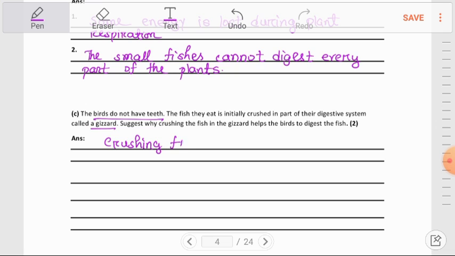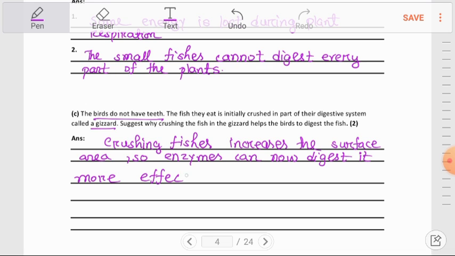Crushing fishes increases the surface area so enzymes can now work on them more effectively. Digest it more effectively. With this, our question 2 ends. I hope question 2 was clear. Moving to question number 3.